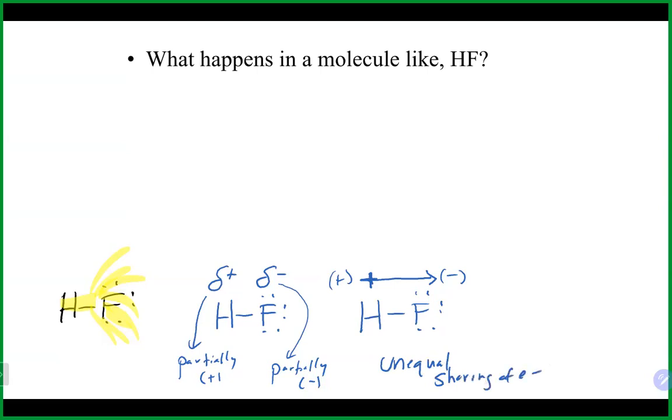Now, why is it only a partially positive charge and a partially negative charge and not a full positive charge and a full negative charge in this situation? What do you think? How are the electrons here? The electrons are being what? Shared. Yeah. So since they are still sharing those electrons, we don't get a full positive charge or full negative charge.